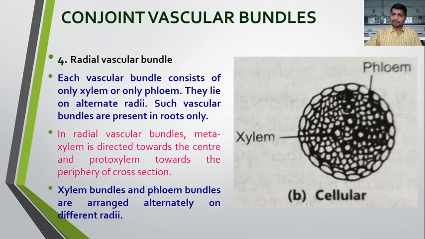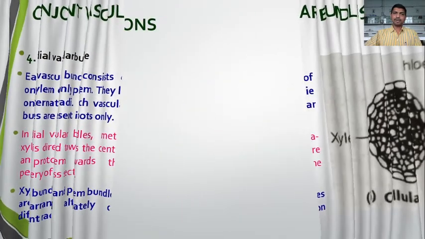Similarly, if the protoxylem is towards the center and metaxylem towards the periphery, it is endarch. But in case of roots, the metaxylem is present towards the center and protoxylem towards the periphery. So such a condition is the exarch condition that is seen in the root. So this is the radial type of vascular bundle where each vascular bundle consists of only xylem or phloem, and these xylem and phloem bundles are arranged alternately on different radii. Okay, so this is the radial vascular bundle. So this is all for the types of vascular bundles.